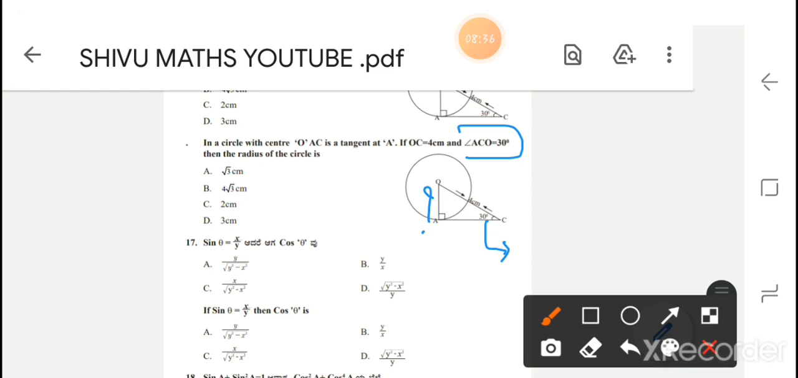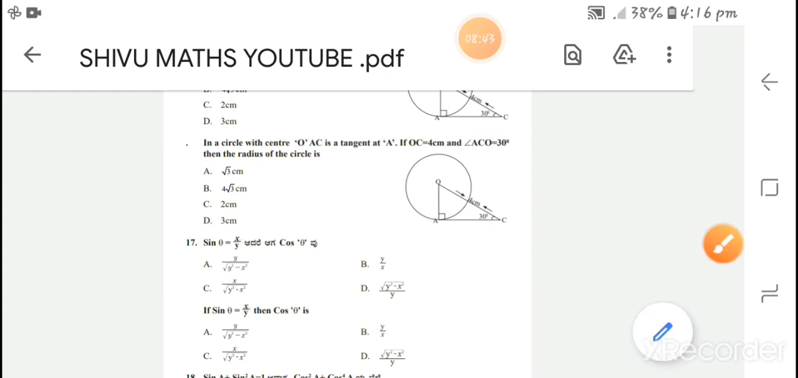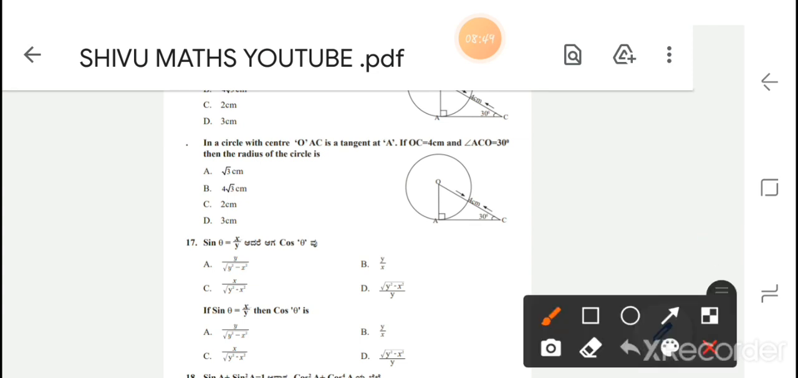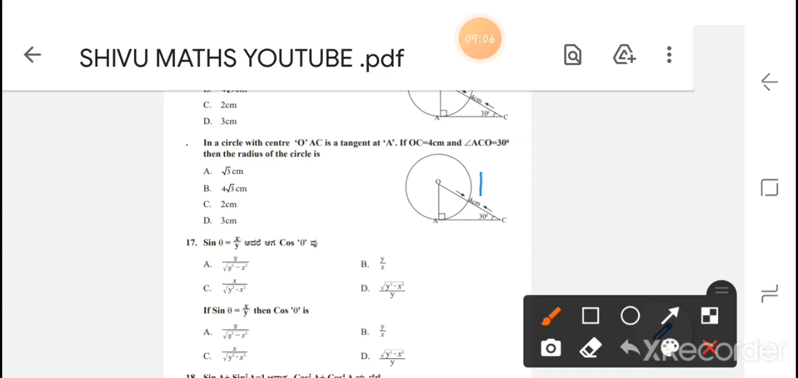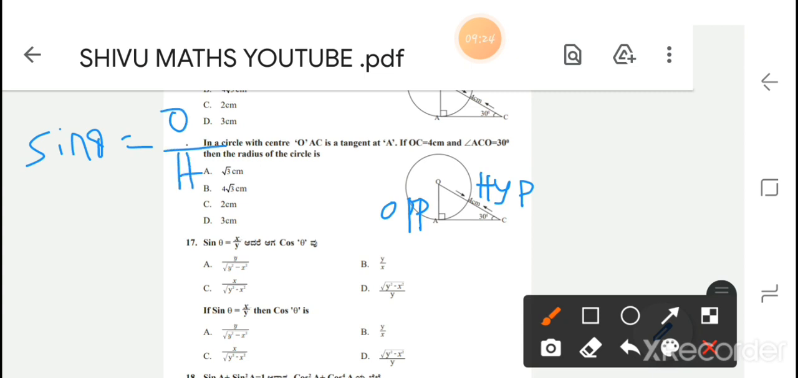So here you apply trigonometry, you will get it easily. See, observe that sine theta is what? Opposite by hypotenuse. Here theta is at C, which means the opposite is OA. Then OC is the hypotenuse, because it is opposite to the right angle, because radius and tangent are perpendicular to each other. So hypotenuse is OC, opposite is OA. You apply sine, and you will get the value of OA. Sine theta is opposite by hypotenuse.